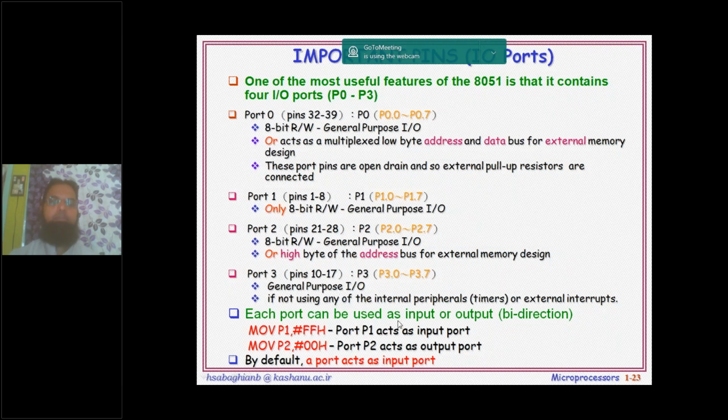And now see here, by default, all the ports act as input ports. If you want to configure a port as an output port, you need to send zeros to that port buffer. If I send 00 to port 2, then port 2 acts as an output port. If I send 11 to port 1, then port 1 acts as an input port. So by default, ports are acting as input ports. If you want to change the configuration of ports, you can very well do this by sending ones and zeros.